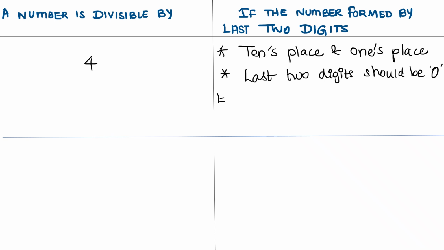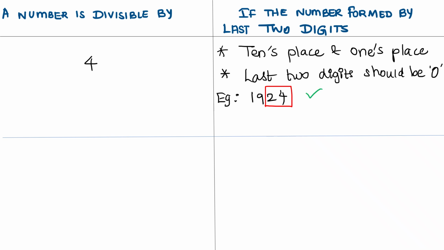Now let's take an example for your better understanding. Suppose I have 1924. The last two digits together are 24. 24 appears in the 4 table. Therefore, I can come to the conclusion that 1924 is divisible by 4.